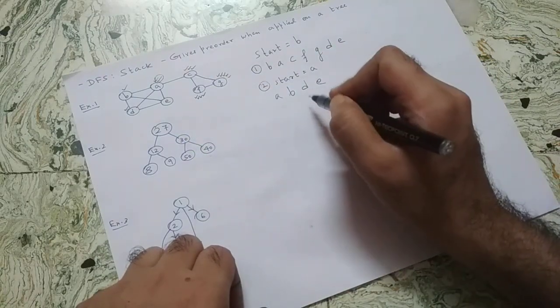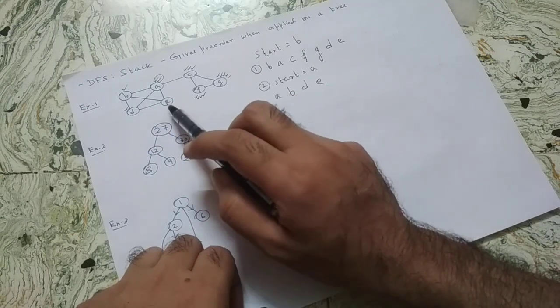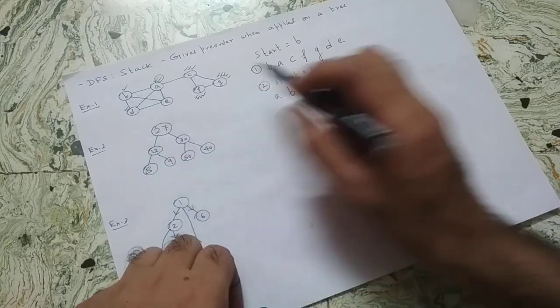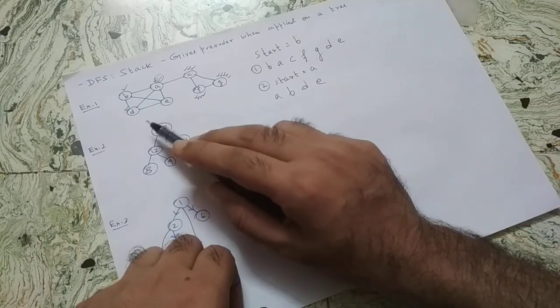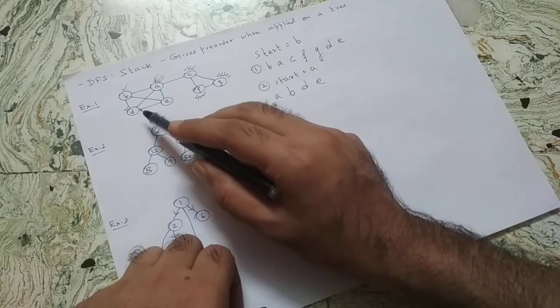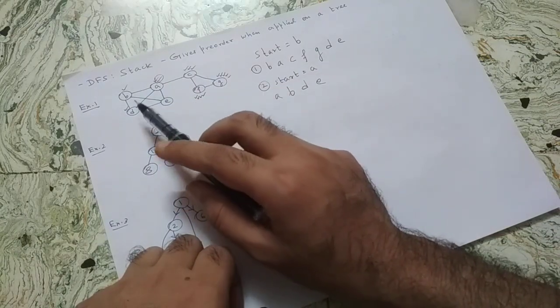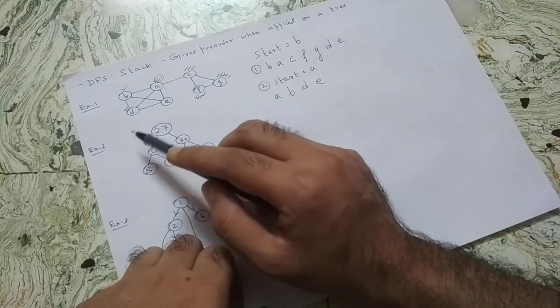So I'll visit E. Now, when I come to E, I find that all adjacent vertices of E, A, B and D, have been visited. You can see that A, B and D have been visited. So I have nothing else to do. I'll backtrack and go to the previous vertex. Which is the previous vertex? D. Now I'll look at all the adjacent vertices of D. All the adjacent vertices of D are B, A and E, and they have been visited. So I have nothing to do.